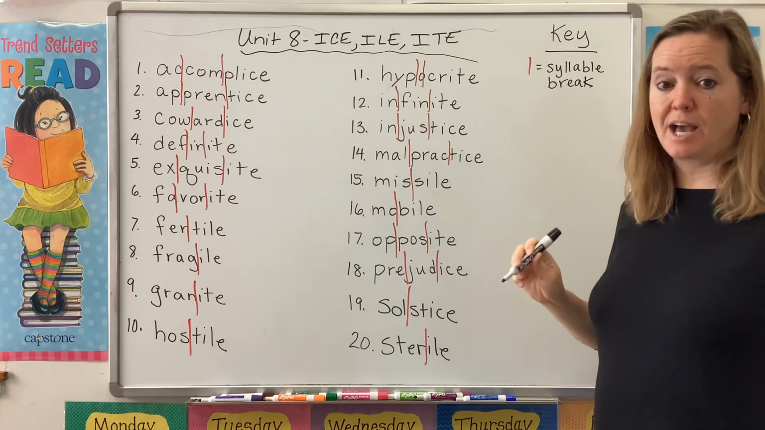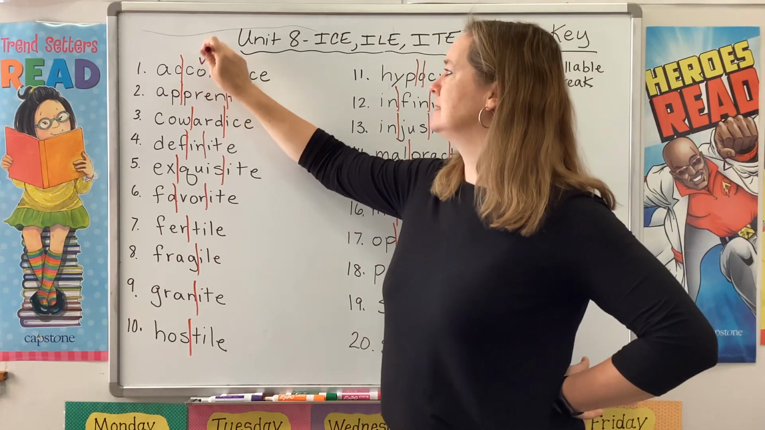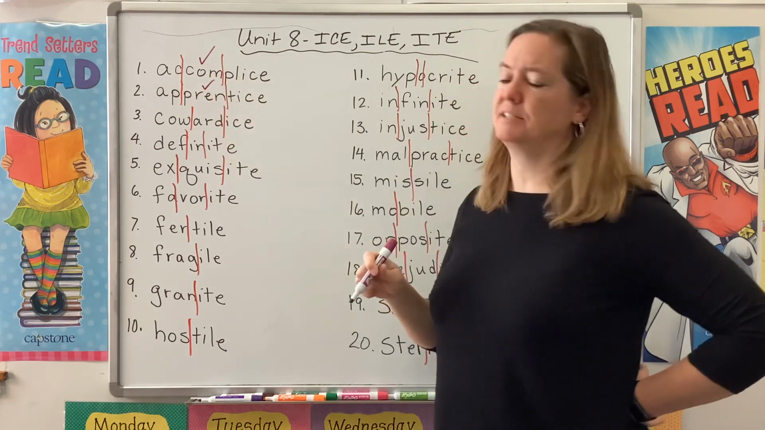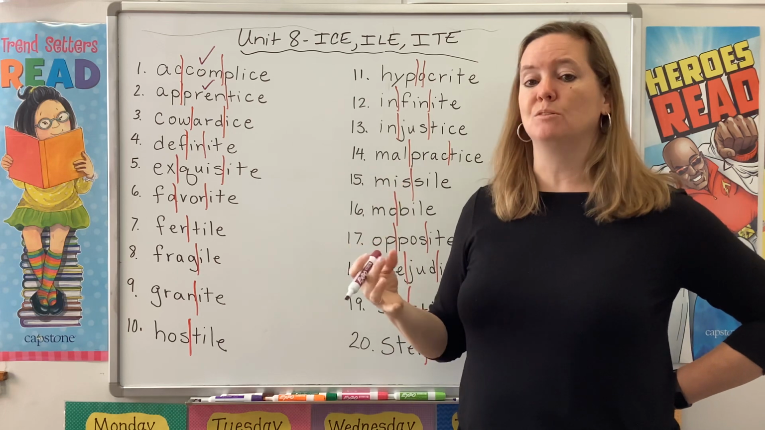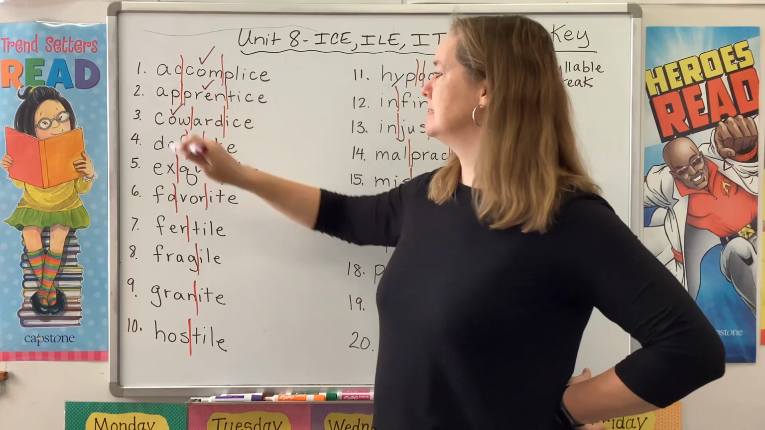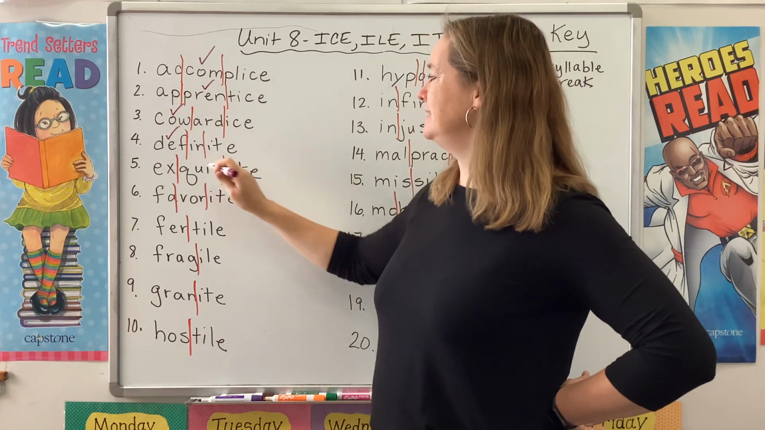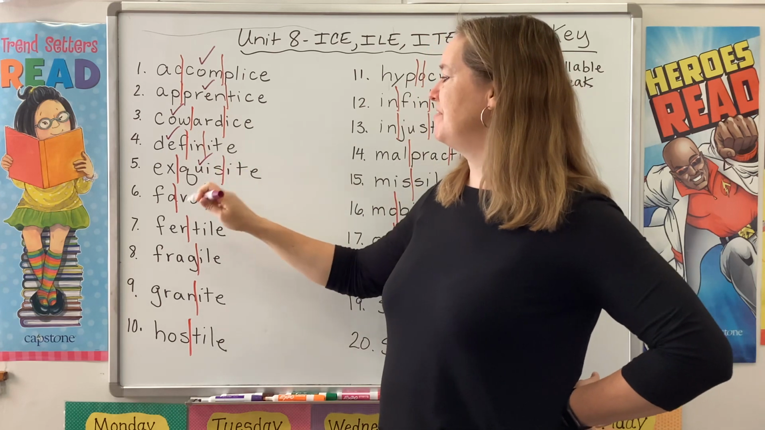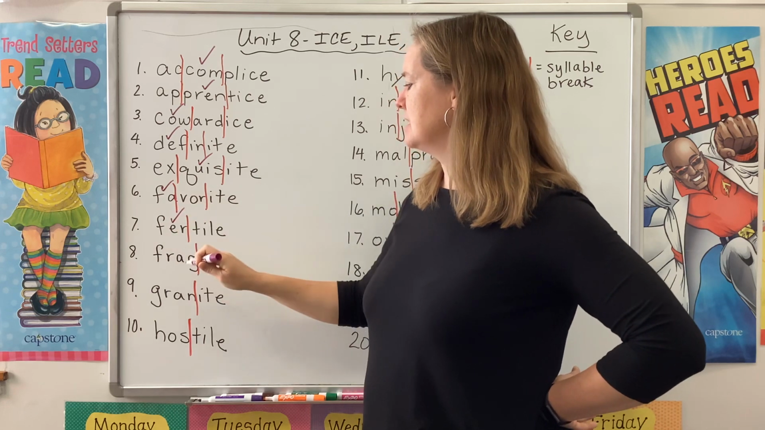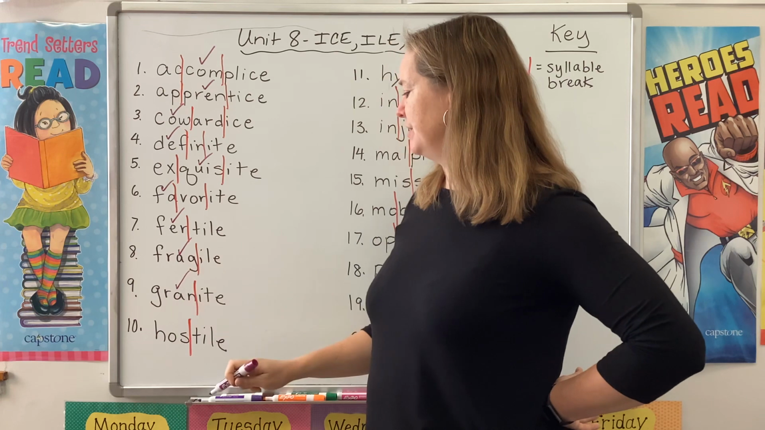Okay, shall we check off our stressed syllables? Let's do that quickly. Accomplice is the middle syllable. Apprentice, middle syllable. Remember, the stressed syllable is the one we say a little louder, a little stronger. Cowardice, first. Definite, first. Exquisite, second. Favorite, first. Fertile, first. Fragile, first. Granite, first.